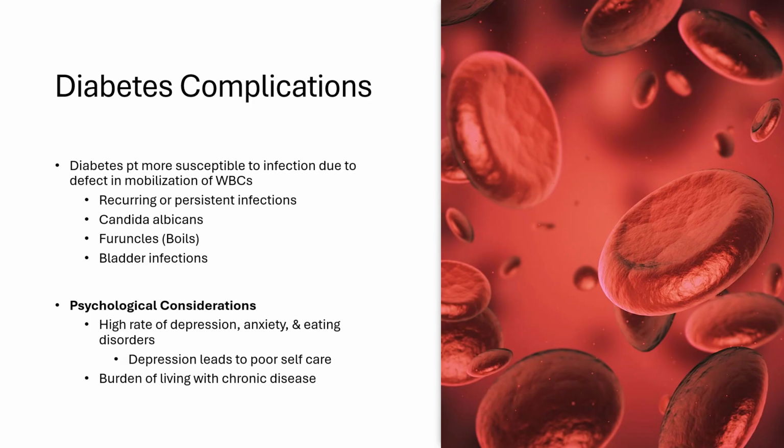Diabetic patients are more susceptible to infection due to that defect in mobilization of WBCs and actually the RBCs as well. Recurrent or persistent infections, again, the yeast infections, they can have boils, they can have bladder infections. Again, the psychological considerations, I talked about the depression, anxiety, and eating disorders that can happen.